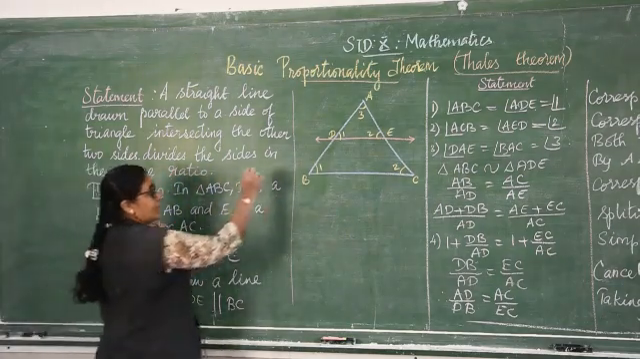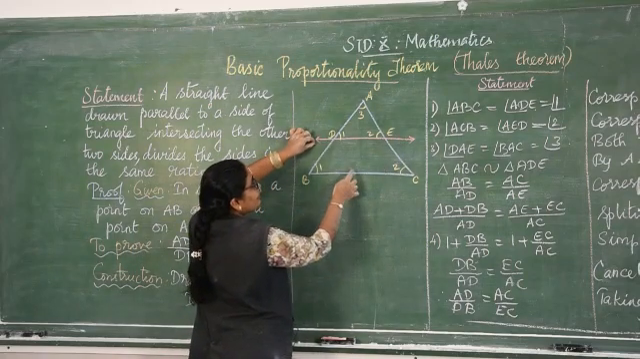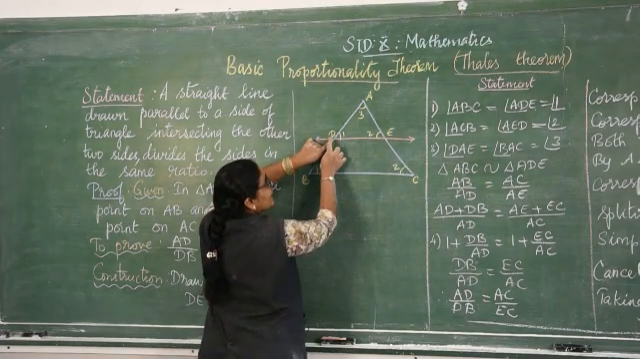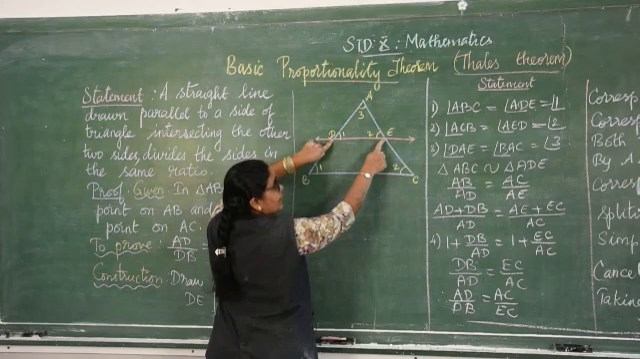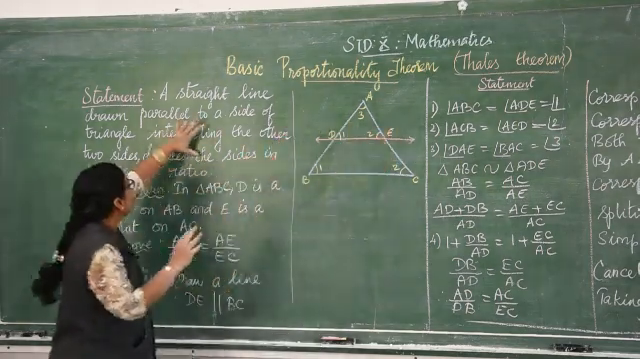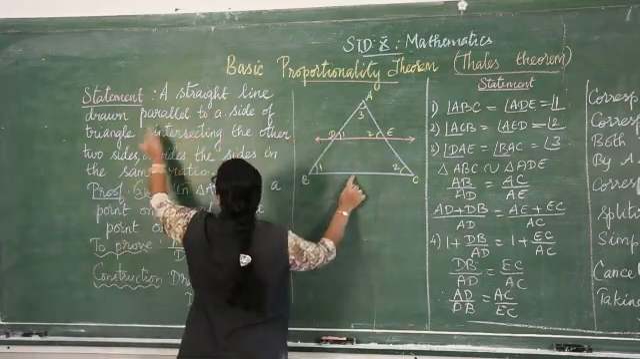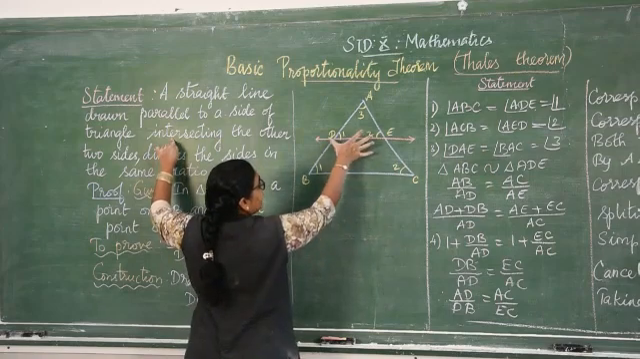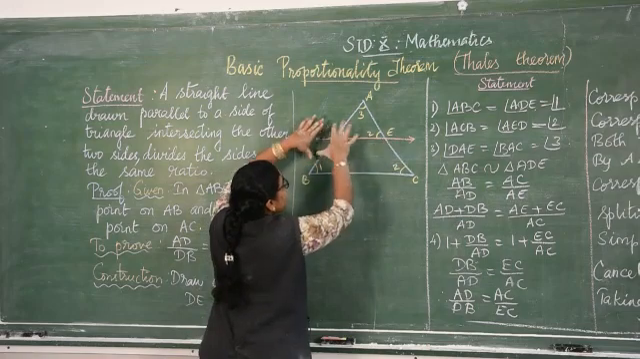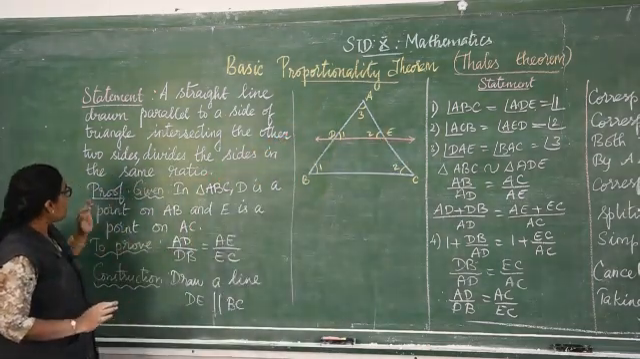That is, we are drawing a straight line which is parallel to one side of the triangle. It touches other two sides. So I should not say the word touch. It intersects other two sides in two places and it divides in the same ratio. This is the word we have given in the statement. So a straight line parallel to one side of the triangle intersecting the other two sides divides the other two sides in the same ratio. This is your statement.